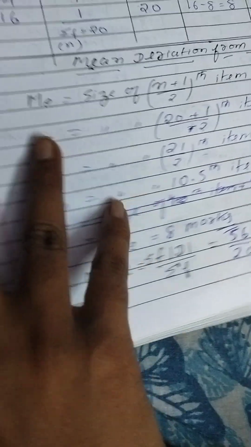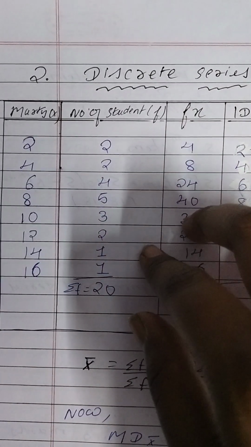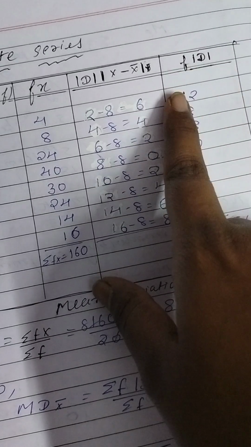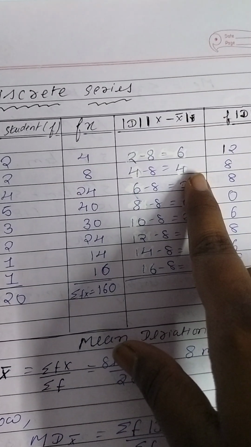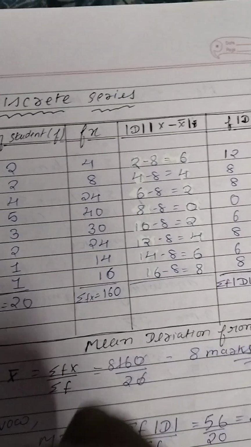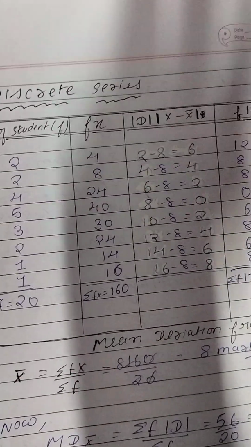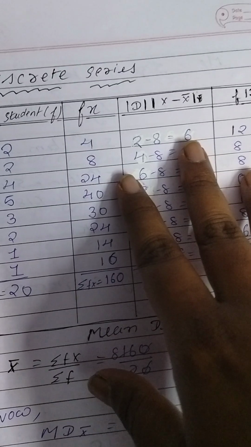Then we will move to the discrete series. Here are the values 2, 2, 4, 5, 6, 3, 2, 1, 1. Here we have number of series, marks, then fx, d, and so on. I will fix the answer. Just wait a minute, I will make another video where the discrete series and continuous series are covered.